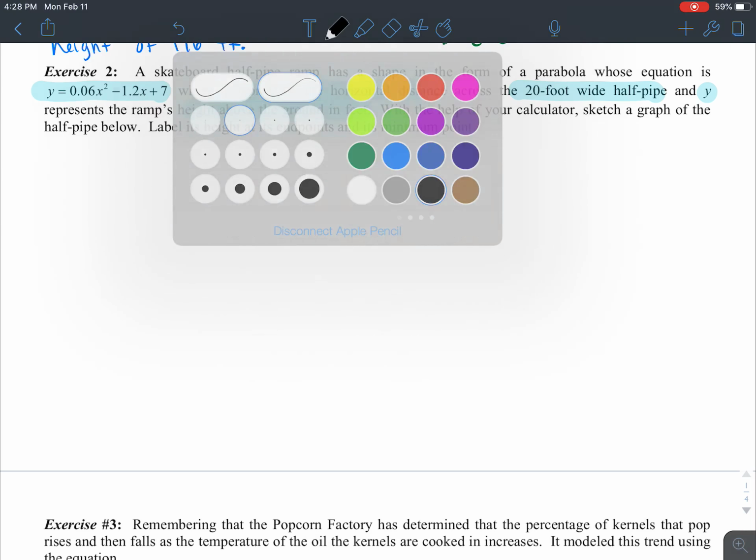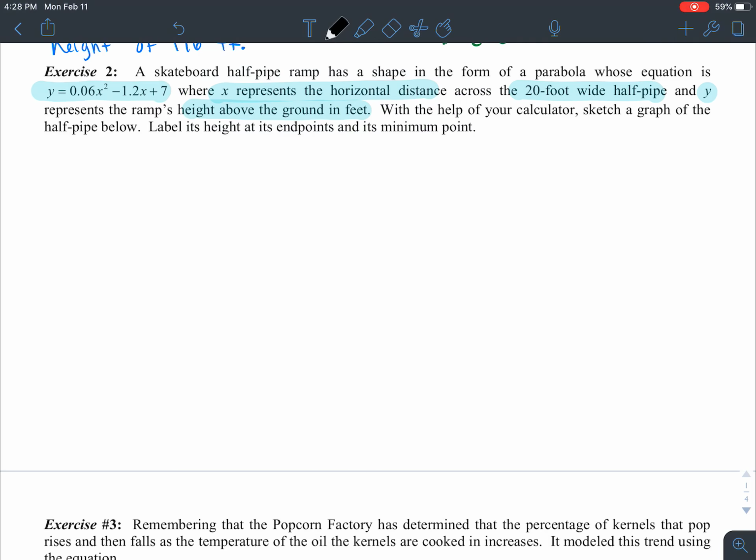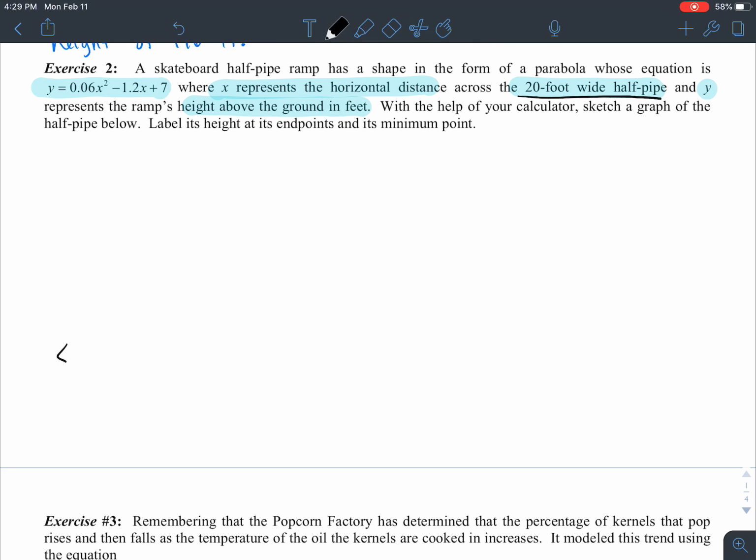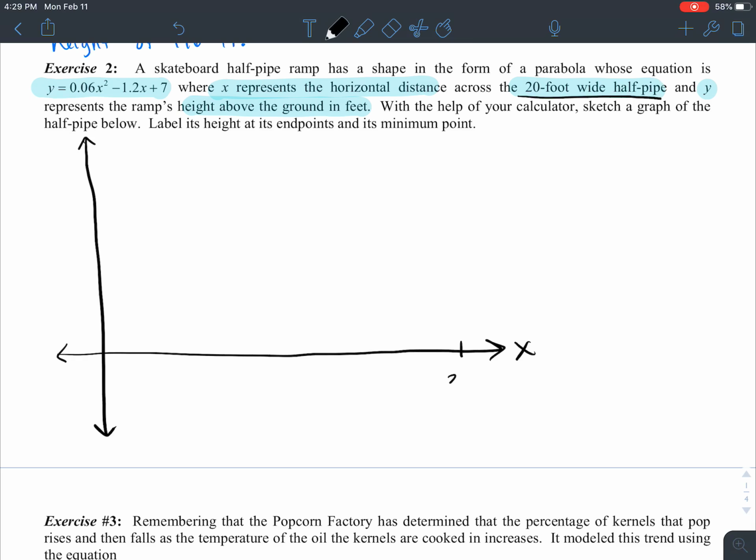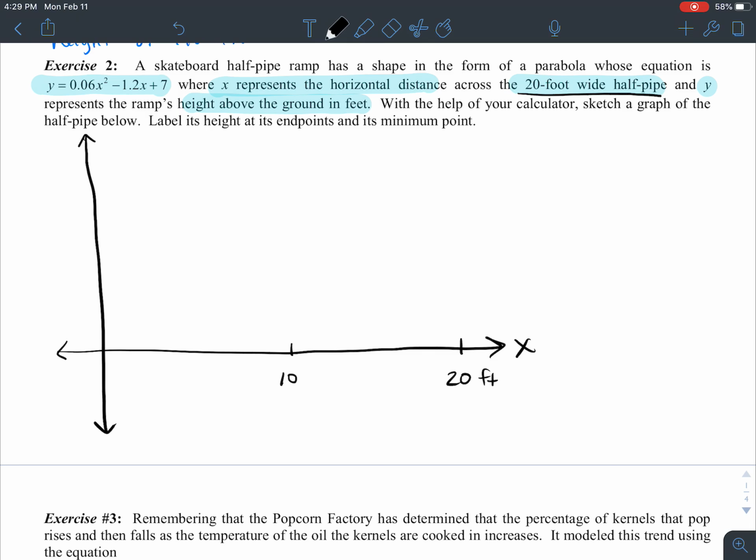So when I put this into my graphing calculator, I know that I'm going to have to adjust my window, because we're specifically told that we have a 20-foot wide half pipe. So that helps me determine my x values. I know that I am not going to have a negative horizontal distance, so I don't have to put much space to the left of the y-axis. Here we have my x, and I know it needs to go to 20. That's going to be the end of the half pipe. So I have 20, I have 10. We do a couple of marks there for ourselves.